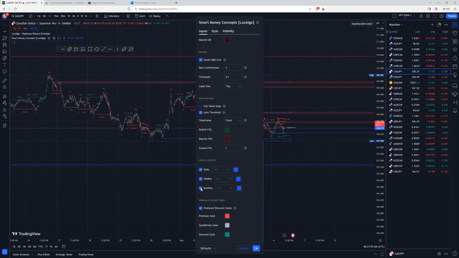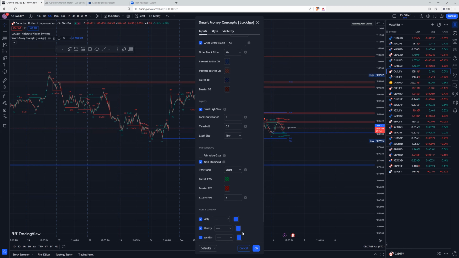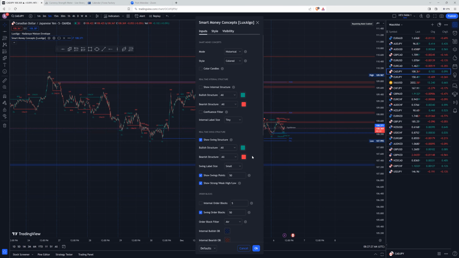But we are looking for short-term, either 5 minutes, 10 minutes, or 15 minutes in any trend, regardless of where the market is moving to, either up or down, which means either uptrend or downtrend. So that's all you do on these settings.